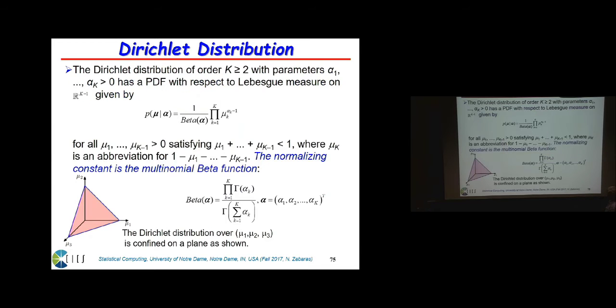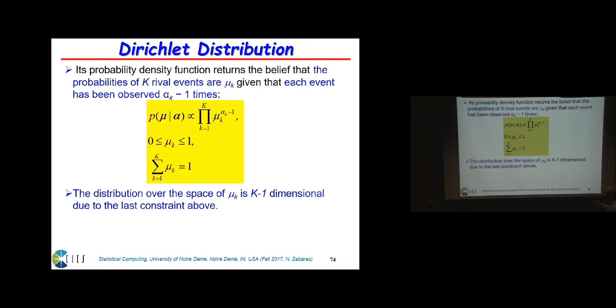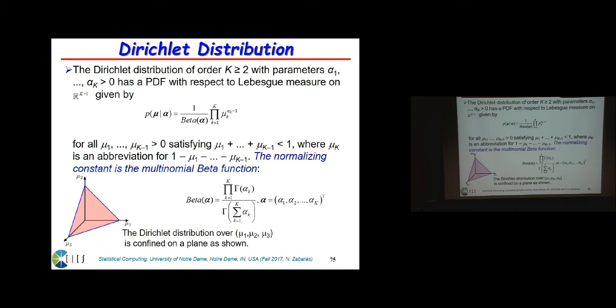So this distribution is k-dimensional, but in reality, because of this constraint, the summation of the mu k's being equal to 1, it is really k minus 1 dimensional. So when you try to do calculations like integration, you may want to get rid of this constraint and do the integration in k minus 1 space. So for example, in 3 dimensions, this is where this distribution lives, on this triangle in the mu1, mu2, and mu3 space.